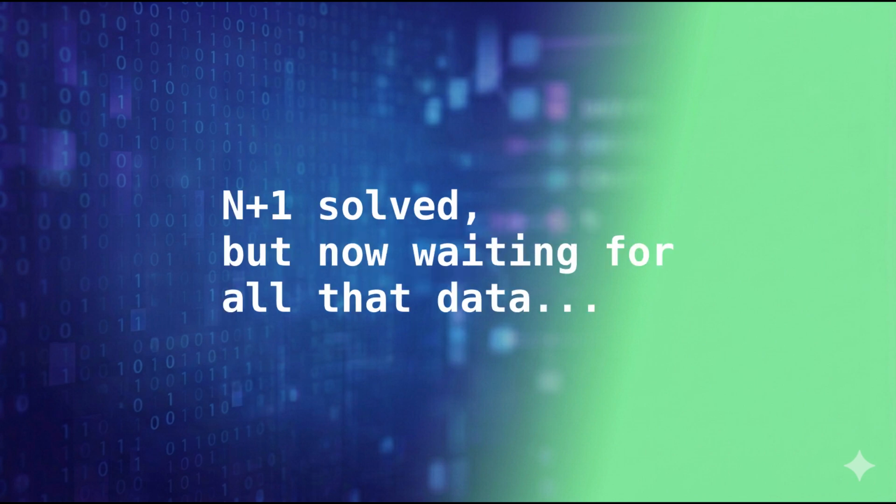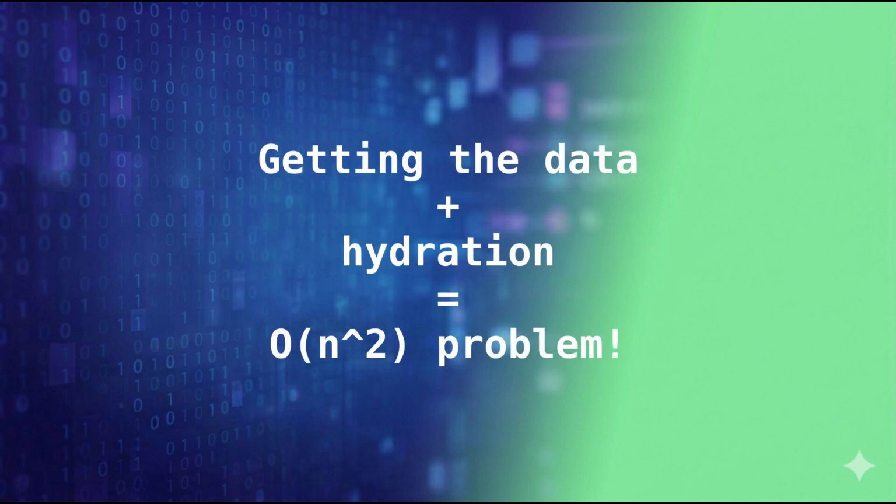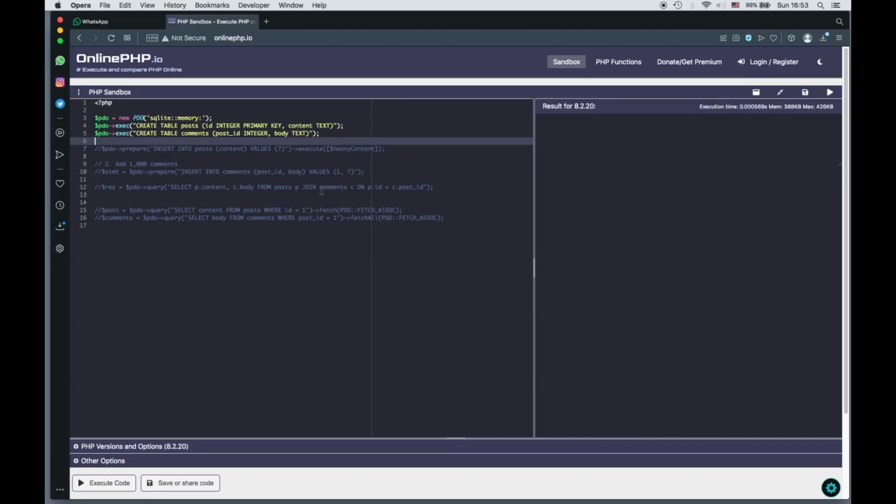Yes, you have solved the N+1 issue, but now you have to wait for the database to serve all that redundant data, and your network may not handle it fast enough. Furthermore, after getting the data, it is often used for hydration, that is, converting rows into objects. So your O(n times m) problem becomes an O(n squared) problem, and we saw in the previous video why we should avoid that.